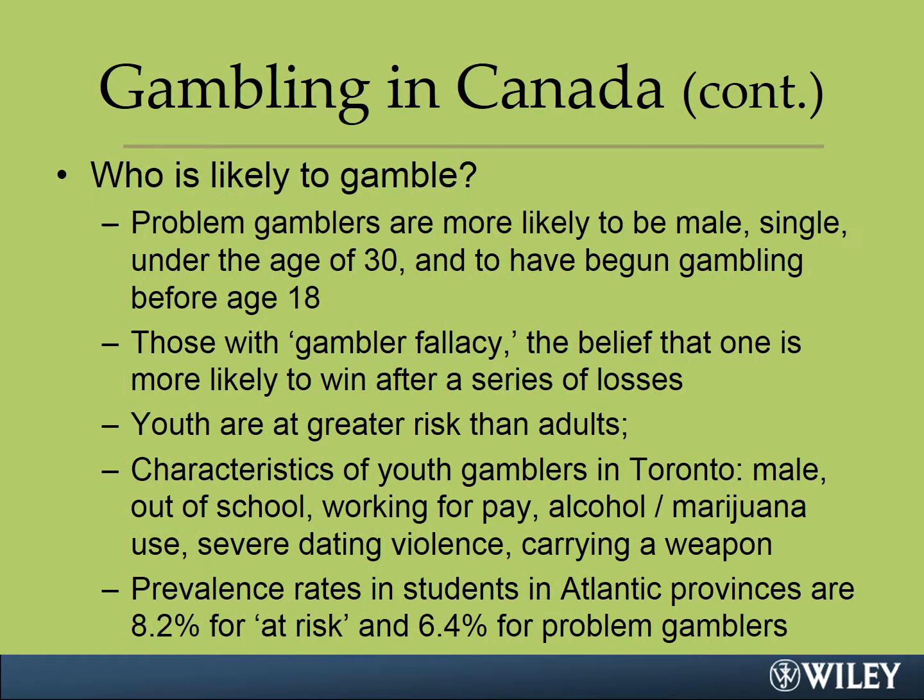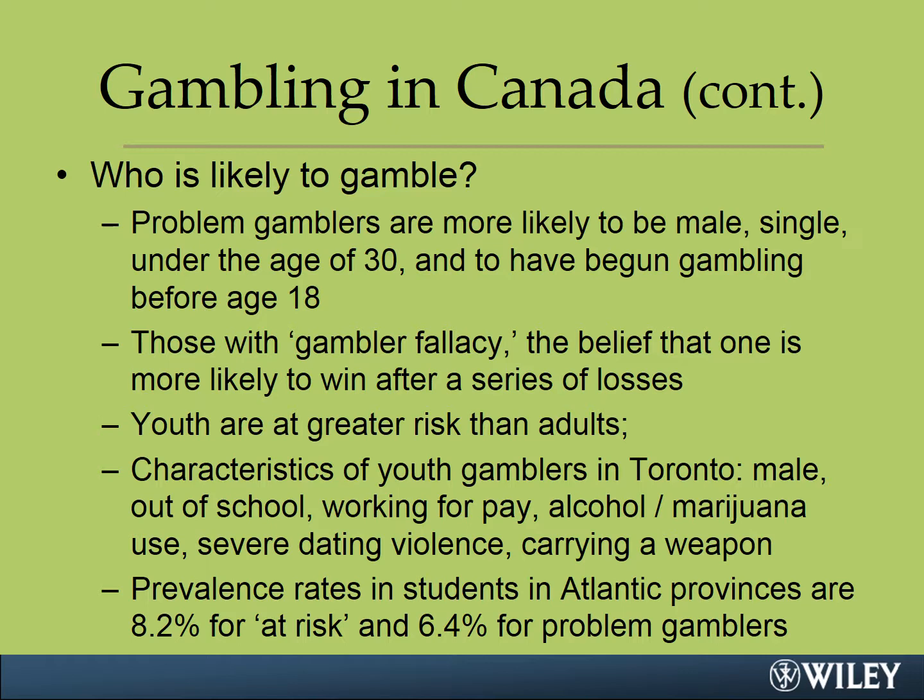Who is likely to gamble? Problem gamblers are more likely to be male, single, under the age of 30, and to have begun gambling before age 18. Those with gambler's fallacy, the belief that one is more likely to win after a series of losses. Youth are at risk. Youth are at greater risk than adults.